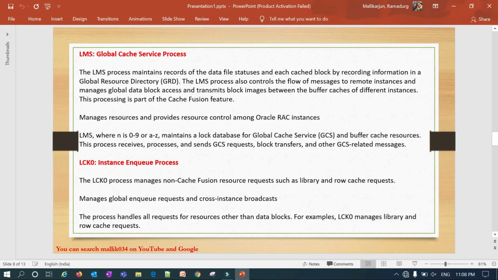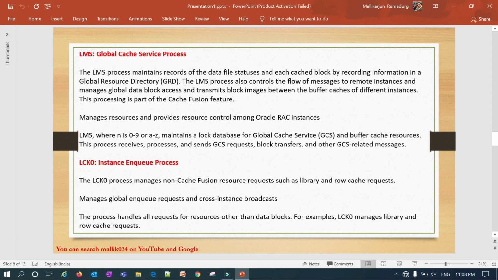It manages resources and provides resource control among the Oracle RAC instances, right? So whenever a particular block is needed, LMS comes into the picture and looks at the GRD table, and if the block is already available in one of the instances, it will directly transfer that block from that buffer cache to the other instance. LMS basically spans 0 to 9 and A to Z. These many processes you can have.